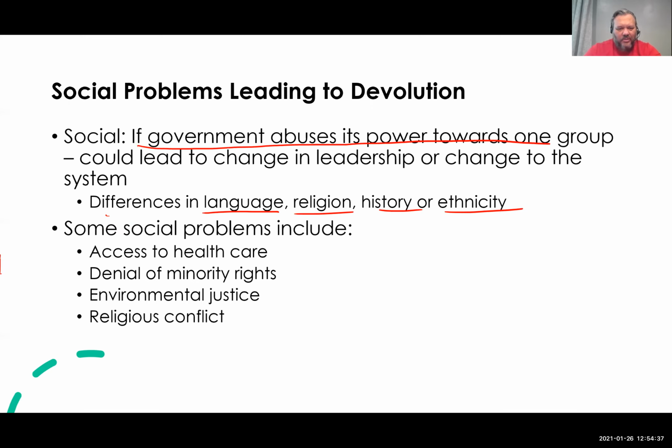Some other social problems, access to healthcare, that could do it. Denial of minority rights, environmental justice, religious conflict. So again, these are just some of those social problems that when there is conflict, it can cause one group to say, you know what, I think we're done with this. We want more rule for ourselves. We want to govern ourselves instead of being part of this other system.